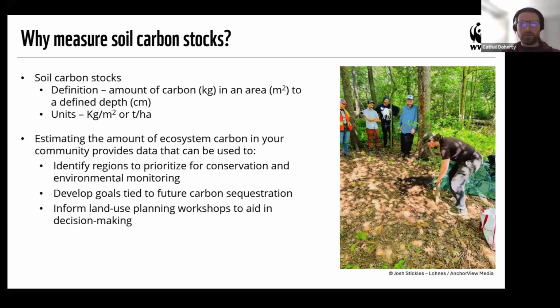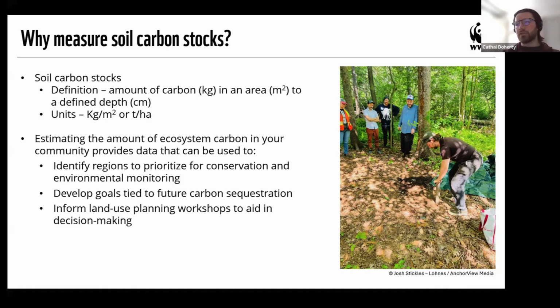So why measure soil carbon stocks? As we mentioned, carbon stocks are components of the carbon cycle that store carbon. Now we're going to transition a little bit more towards measuring carbon, so it helps to be a little bit more precise when we're defining it. So we can define soil carbon stock as the amount of carbon by weight in a square area of an ecosystem to a defined depth. Because typically when you measure soil, you're measuring it to a certain depth in the actual soil.